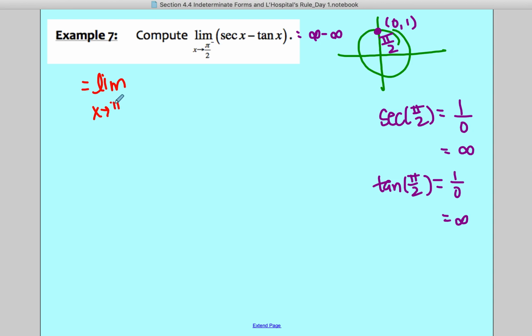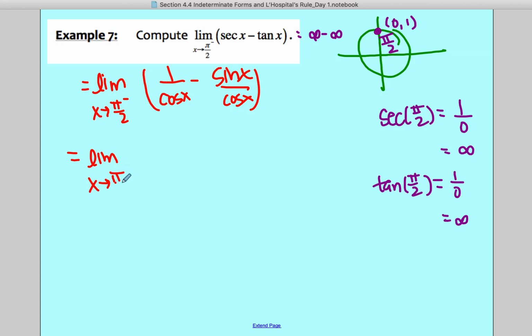So we have x approaches pi over 2 from the left. Secant is really 1 over cosine, minus tangent, which is sine over cosine. That's nice, I don't even have to do any work. They already have a common denominator, so I'm going to put my numerators together. I'd have 1 minus sine of x all over cosine of x. Now if I plug it in, 1 minus sine of pi over 2, well, sine here is 1, all over cosine of pi over 2, which is 0. So this gives me the form 0 over 0.